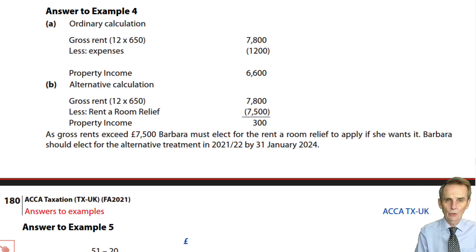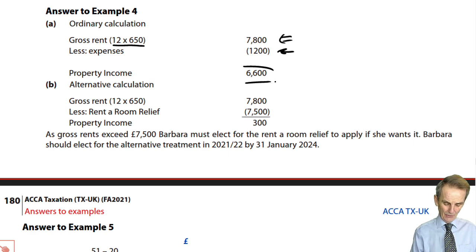Okay, well, hopefully it didn't take you too long there to establish the two figures of property income assessment, either using the ordinary calculation, where we simply look at rental income received less the expenses paid, and then comparing that with the election to take rent-a-room relief and have the first £7,500 worth of such income exempted. So our ordinary calculation, what were the rentals received? 12 months at £650 a month, so £7,800. That's the rent received, less the expenses paid, £1,200. So we have a property income assessment of £6,600.